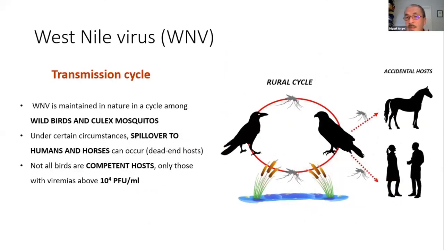I forgot to tell you that for the virus to reach humans or horses, the mosquitoes that are infected from the rural cycle must reach humans or horses and transmit the virus. This is a phenomenon that is outside the rural cycle and normally involves a spillover event, which means that, under certain circumstances, the virus can reach other populations and infect them. But these accidental hosts or dead-end hosts, such as horses and humans, don't transmit the virus again to mosquitoes. So they are dead end and they don't transmit.